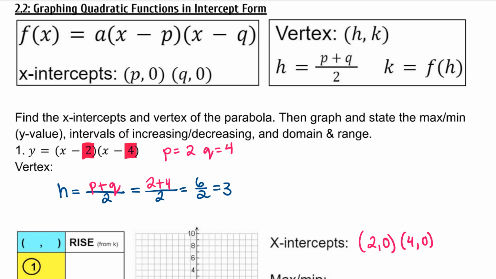To find the y value of the vertex, we will plug in 3 into our function. I know this isn't function notation, but I'm just going to say y of 3 as if it is. That just helps me stay organized.